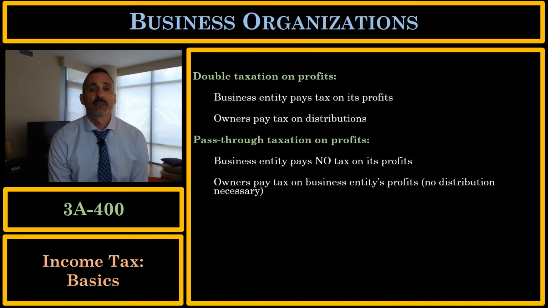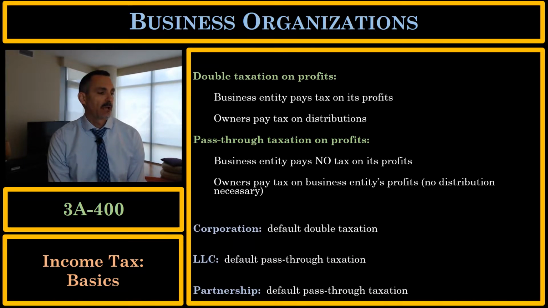All right, so we already talked about these income tax basics. We have double taxation, where we have income tax at the entity level and at the owner level, and we have pass-through or flow-through taxation, where we do not have taxation at the entity level, but we do have taxation at the owner level. We said that a corporation by default has double taxation, an LLC by default has pass-through taxation, and a partnership by default also has pass-through taxation.